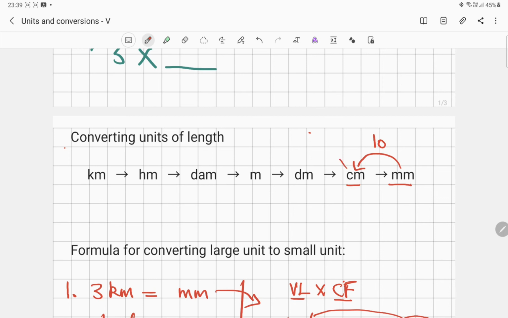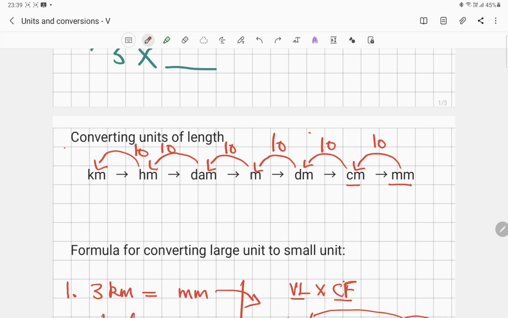What is the conversion factor for centimeter to decimeter? 10, because 10 centimeters make up 1 decimeter. What is the conversion factor for decimeter to meter? It is 10. What is the conversion factor for meter to decameter? It is 10. What is the conversion factor for decameter to hectometer? 10. And hectometer to kilometer? 10. Why are these conversion factors? Because 10 hectometers will make up 1 kilometer. So we have written the conversion factor stepwise.